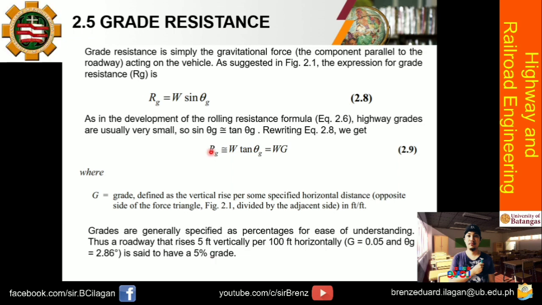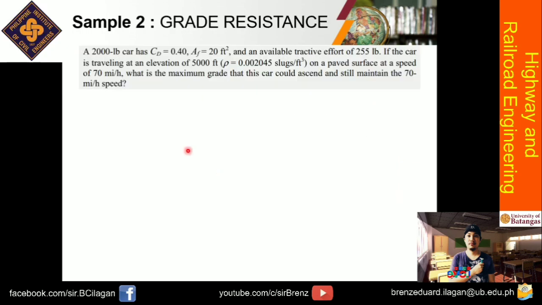Okay, so to better understand grade resistance, let's try an example. So, for sample number 2, under grade resistance, we have a 2,000 pound car which has a C sub D of 0.4 and a frontal area of 20 feet squared, and an available tractive effort of 255 pounds. If the car is traveling at an elevation of 5,000 feet, where rho is given as 0.002045 slug per cubic feet, on a paved surface at a speed of 70 miles per hour, what is the maximum grade that this car could ascend and still maintain the 70 miles per hour speed?